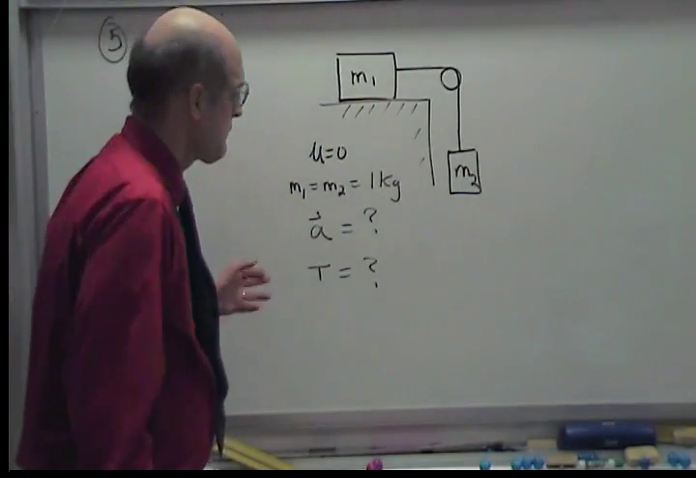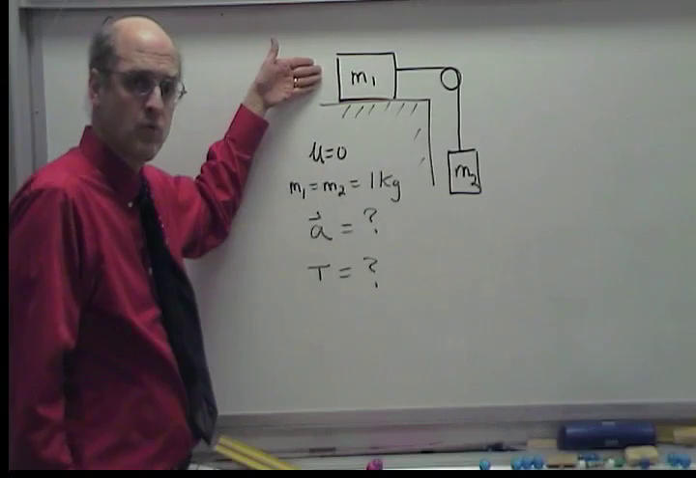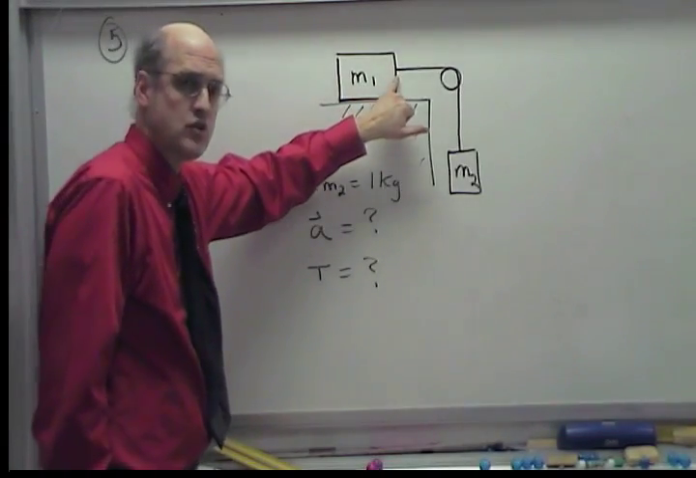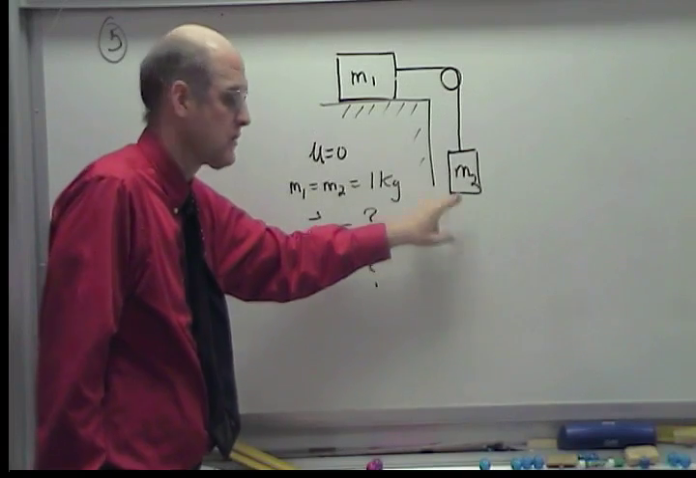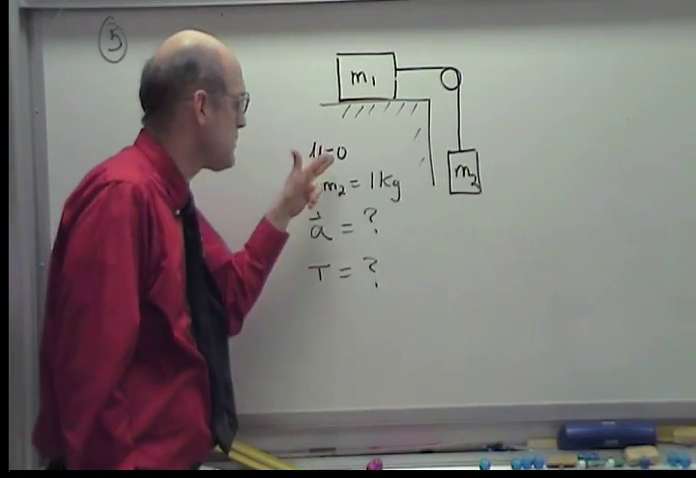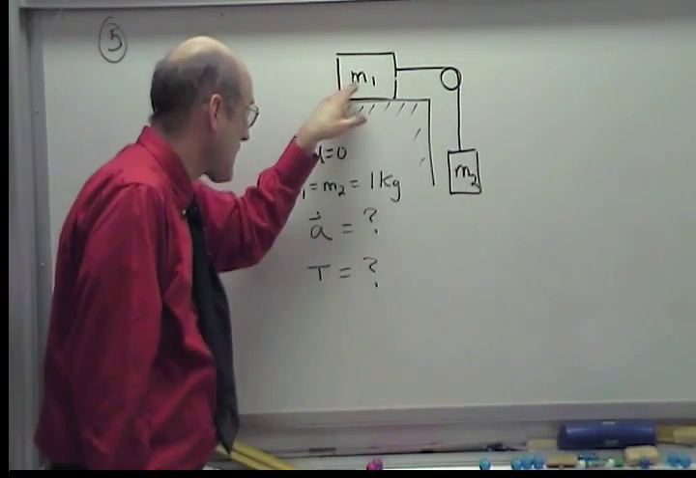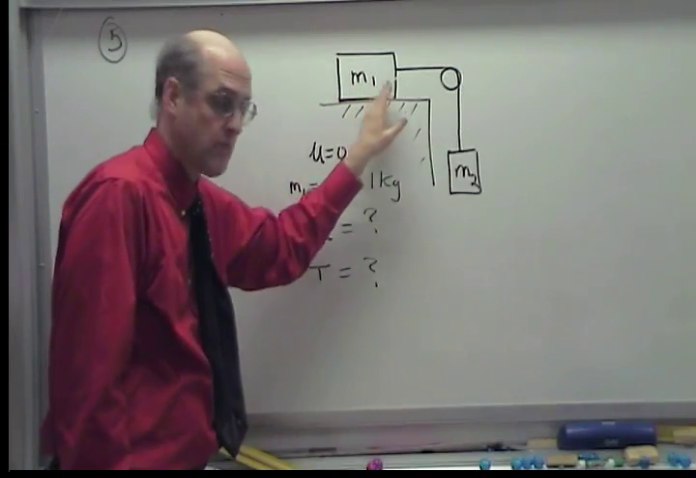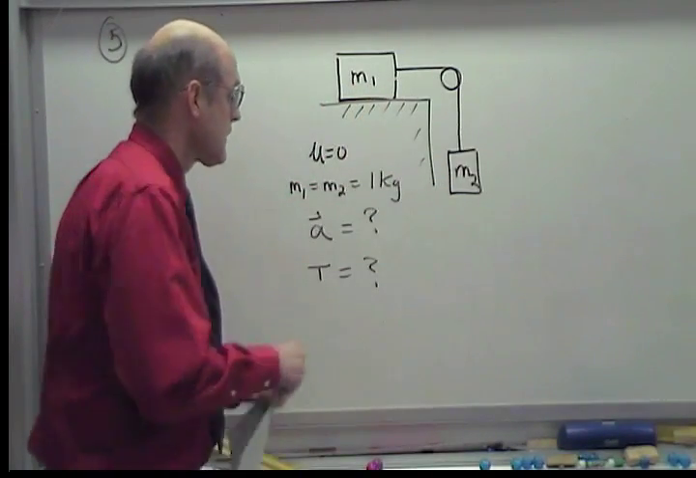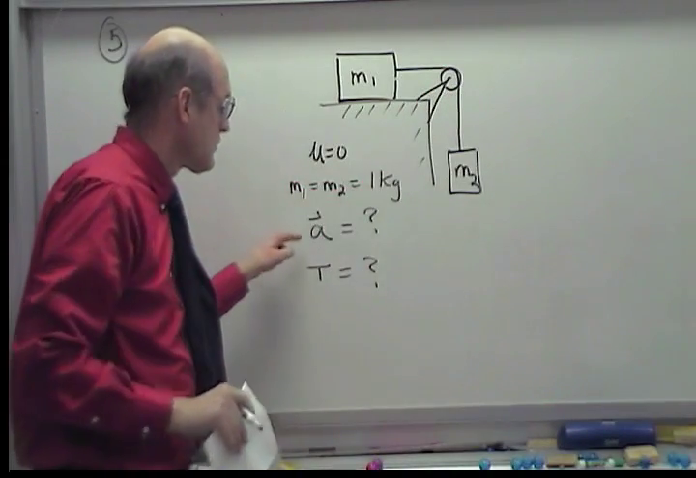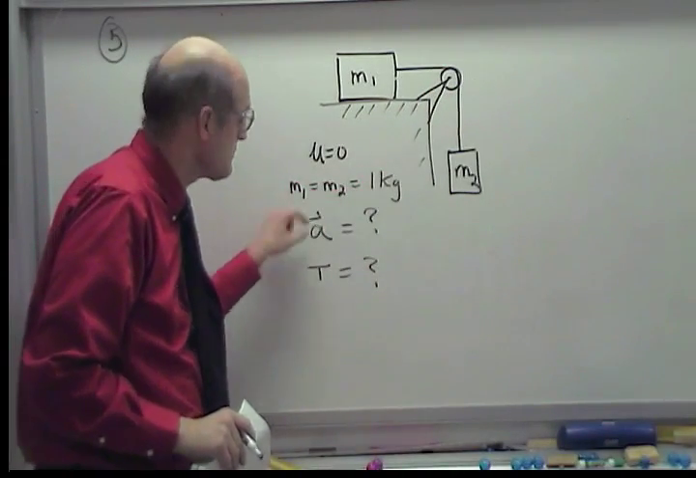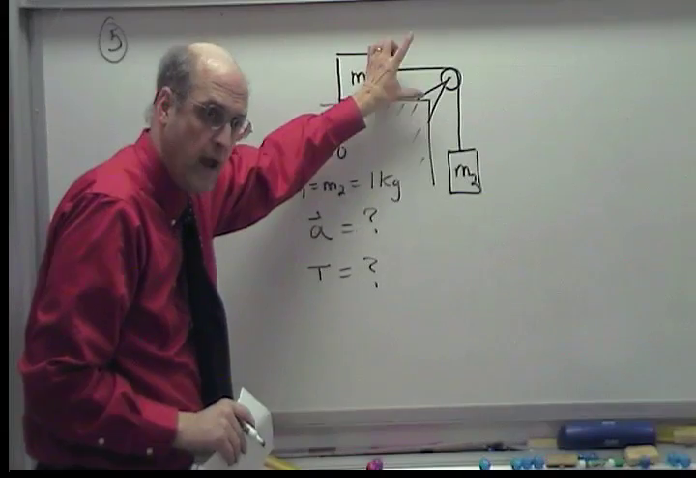Okay, here we have a mass 1 with a string attached to it that runs over a pulley, and then we have mass 2 hanging here. There is no friction, that's why mu is equal to 0. The masses are the same, m1 is equal to m2. And this is a single fixed pulley. We're asked to find the acceleration of the system and the tension in the string.